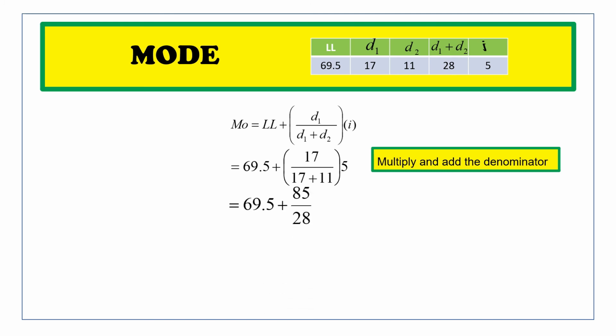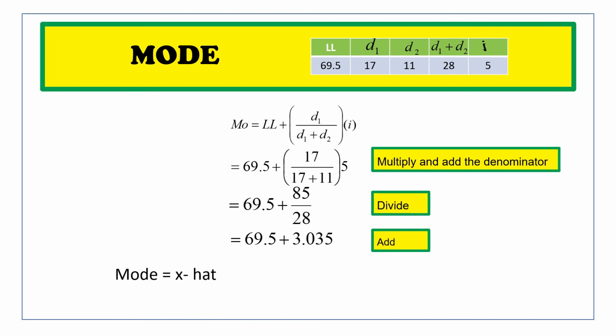17 times 5 is 85, 17 plus 11 is 28. Then we divide 85 by 28. The result is 3 and 35 thousandths. Then we will add 69.5 and 3.035. So we have the mode, which is represented as x hat, which is equal to 72 and 54 hundredths, rounded to the nearest hundredths.